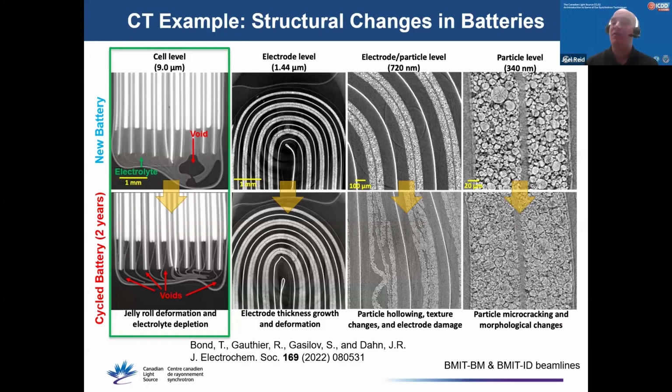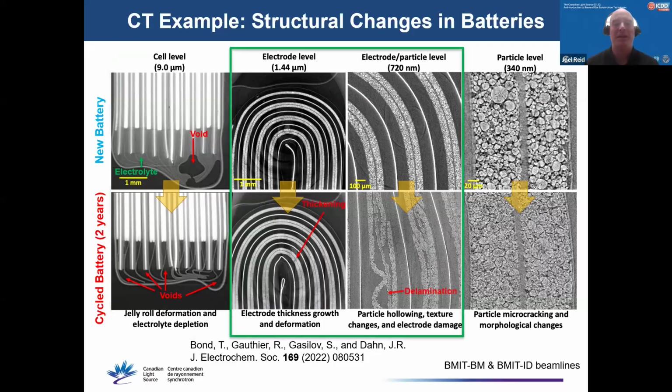Synchrotron CT is versatile because with control of the energy and the type of detector you use, you can design the experiment to probe different length scales in order to answer different questions. So the far left figures illustrate lower resolution experiments at the battery cell level. At the top left, we have a new battery with limited voids in the electrolyte fluid. But at the bottom left, you can see major depletion of the electrolyte after cycling the battery for a couple of years, and the growth of gas voids. And these gas voids can cause a battery to fail.